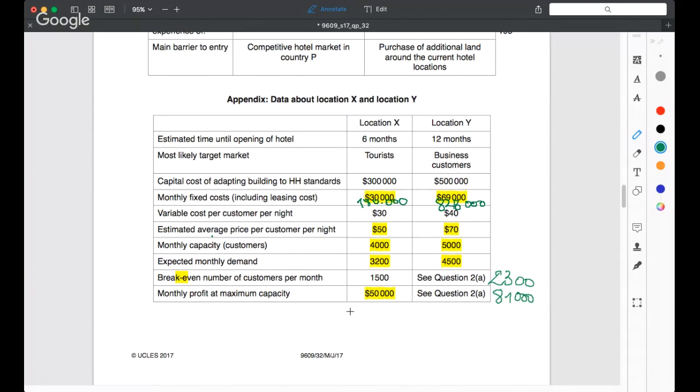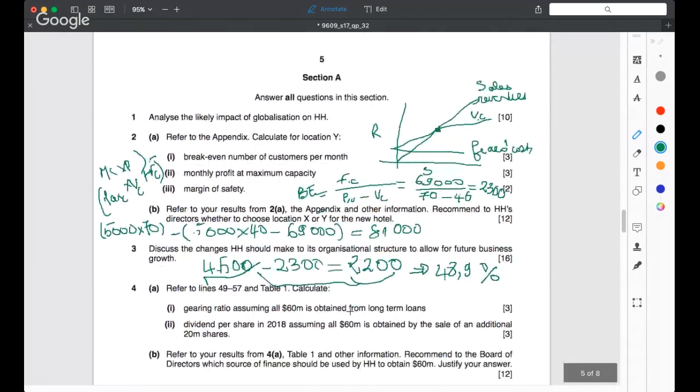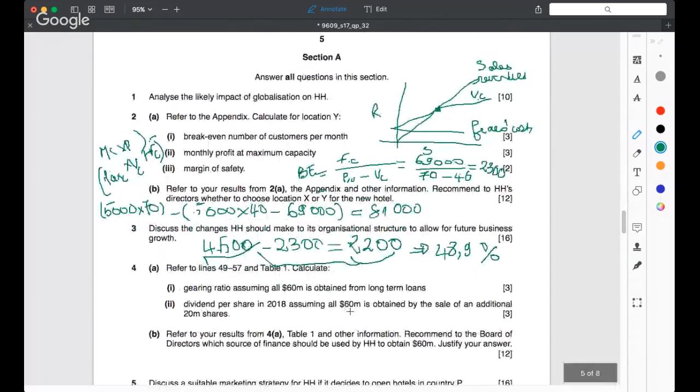Now we discuss the changes HH should make to its organizational structure to allow for future business growth. This is the question, number 3. What do you think?